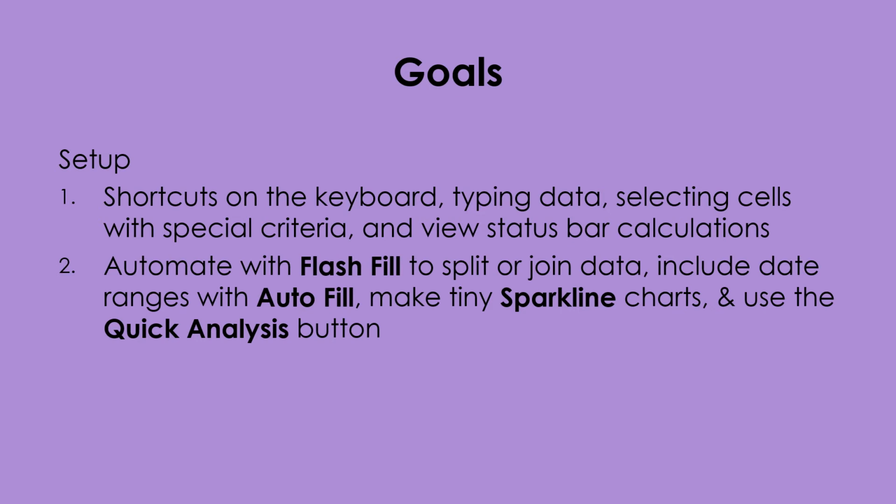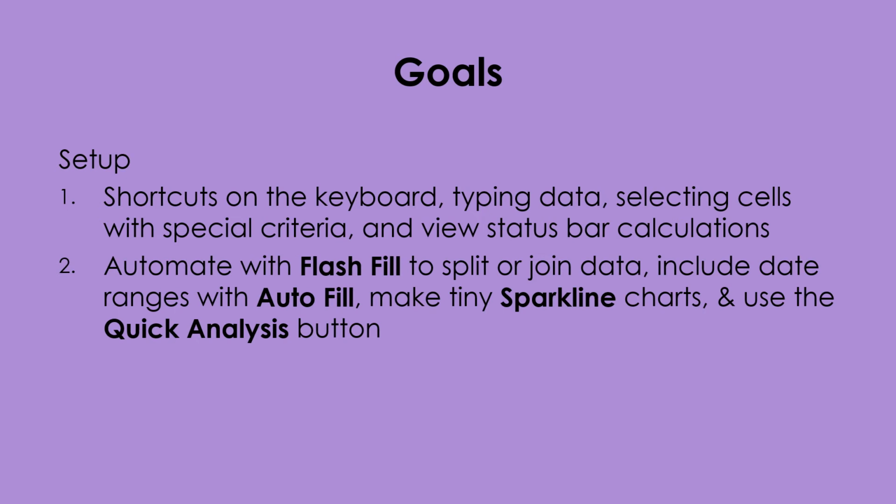Then we're going to work on some automation in Excel and some really neat features that we have. We have something called Flash Fill, which will help you split or even join data together as long as it's part of the table. And then we also can include special date ranges with the autofill tool. So we'll be able to spit out, let's say, January and then February, March, April, everything will just spill out using this autofill tool.